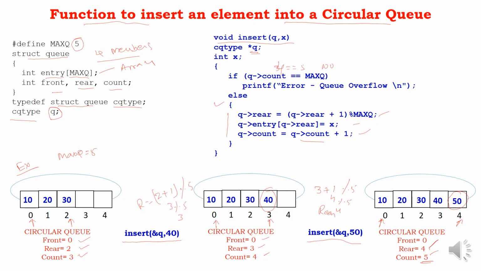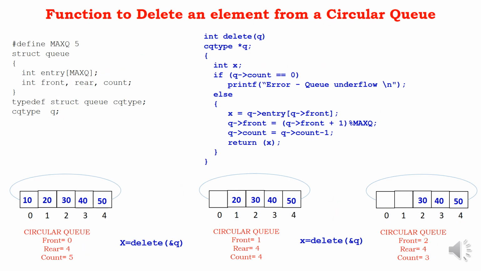Like this, we can insert elements into a circular queue. Now, the function to delete an element from a circular queue. To delete, we delete the element from the front position. For example, there is a queue consisting of 5 elements. It is a circular queue.